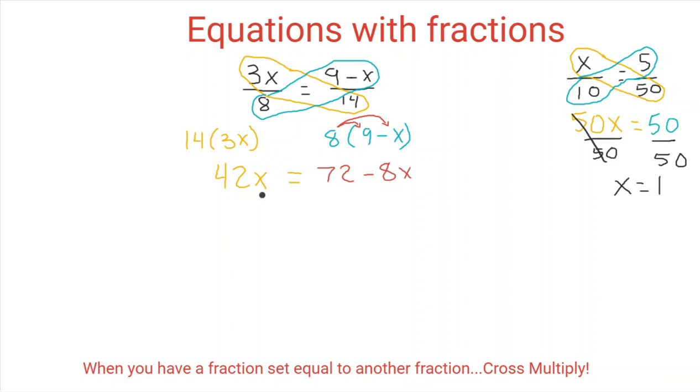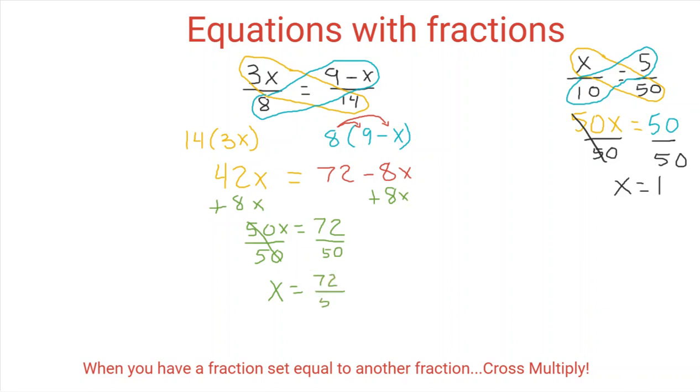I see I have x's on both sides, so I have to move my variables all to one side. I'm going to do plus 8x to move it over to the left side. 42x plus 8x gives me 50x, and on the right side, I'm left with 72. Then to get x by itself, I have to divide by 50, and I have to do the same thing to the other side to keep my equation equal.